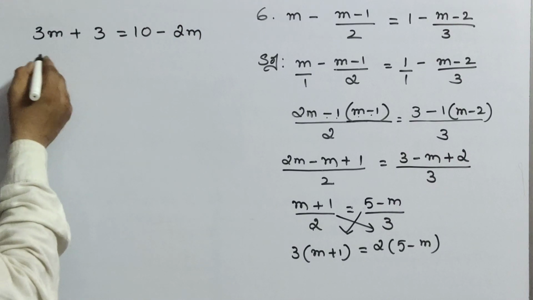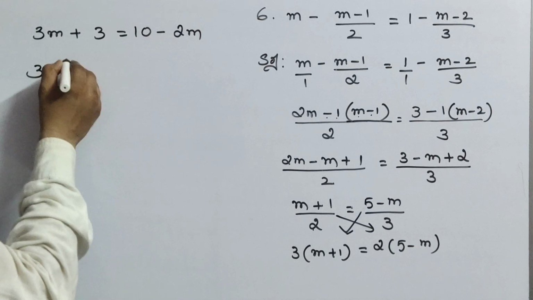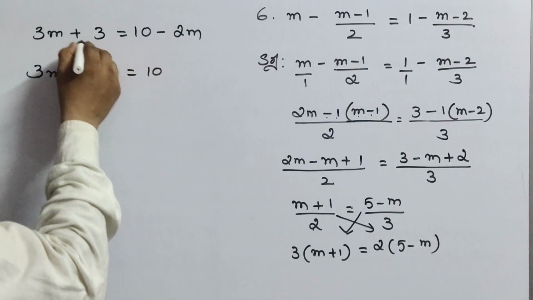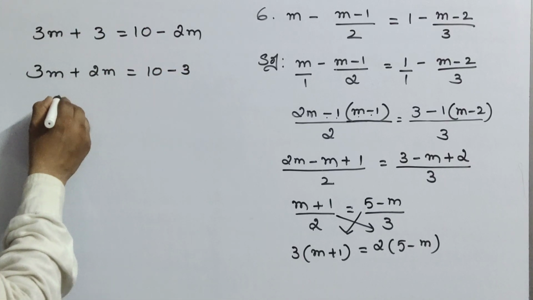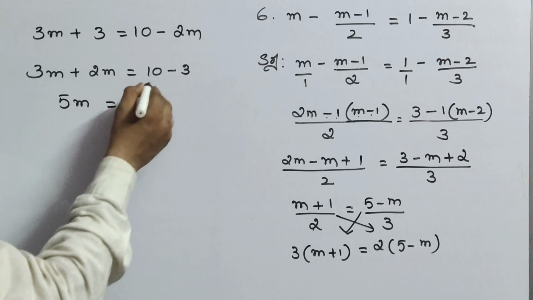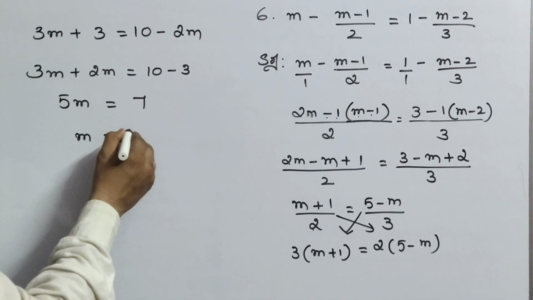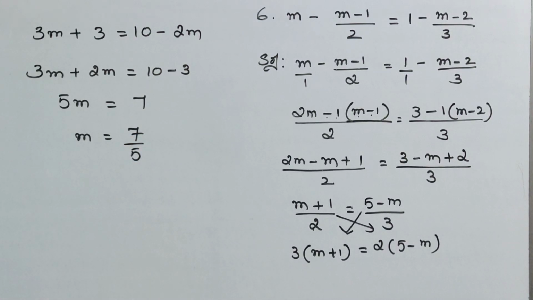Okay, now bring all the m's to left hand side. So 3m minus 2m means plus 2m, equals 10 plus 3 means minus 3. So 3 plus 2 is 5, that is 5m equals 10 minus 3 is 7. So m equals 7 by 5. So what is the answer now? M value equals 7 by 5. Okay children, is it clear?